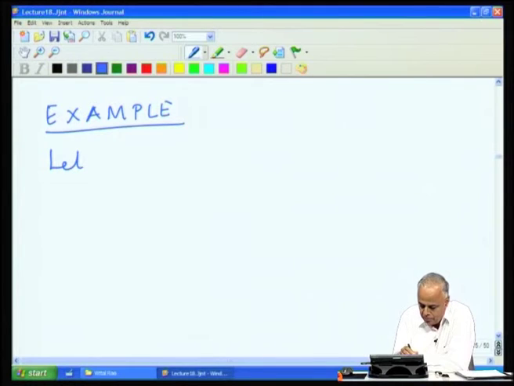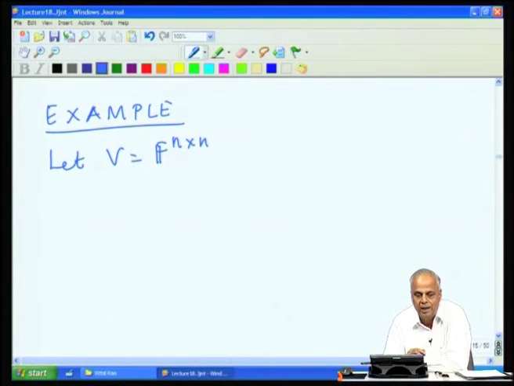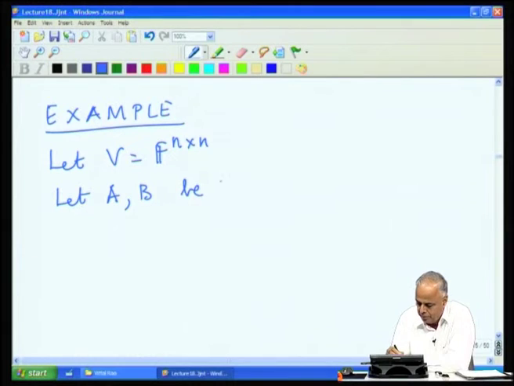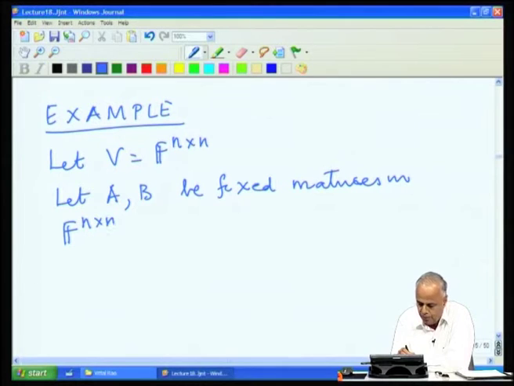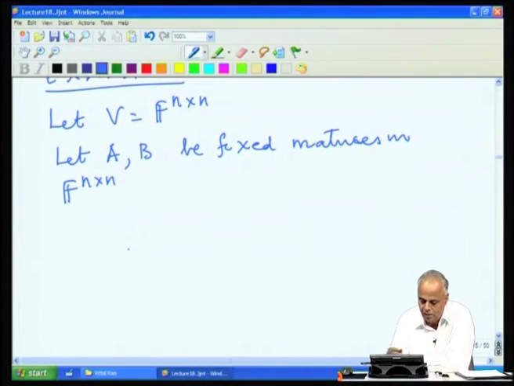So, let V equal Fn cross n. For left multiplying you fix one matrix A, and for right multiplying you fix another matrix B. So, let A, B be fixed matrices in Fn cross n. Take any two fixed matrices in Fn cross n. Now, we are going to generate a transformation starting from these two matrices. So, we will call it TAB.